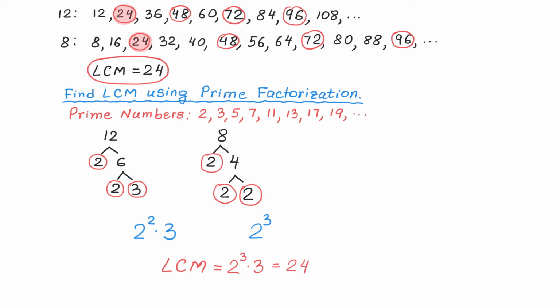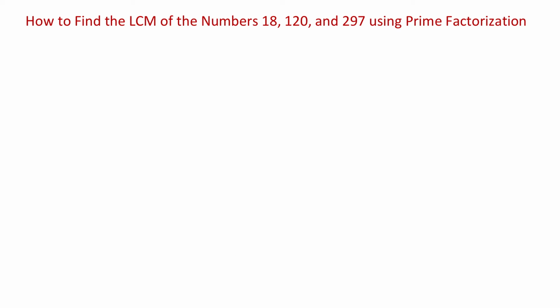Now let's try another example. This time we will find the least common multiple of three numbers, 18, 120, and 297, using prime factorization. We will start by finding the prime factorization for 18. 18 divided by 2 is 9. Then 9 divided by 3 is 3. Then the prime factorization of 18 is 2 times 3 times 3, or 2 times 3 squared.